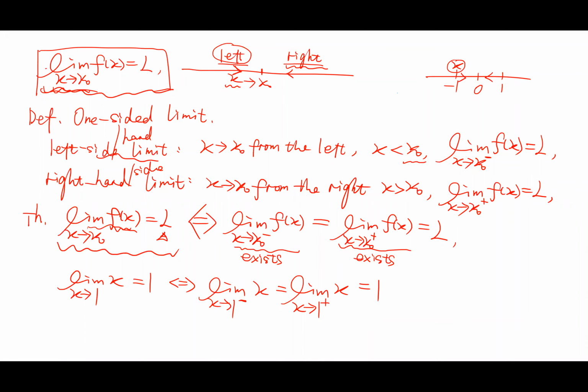Can you please repeat the example and the theorem also? Okay, so here we say the limit of the function exists. That means because we have the left hand and right hand limits, we should have these two limits exist and they should have the same limit. Then we can say the limit exists. Can you understand?